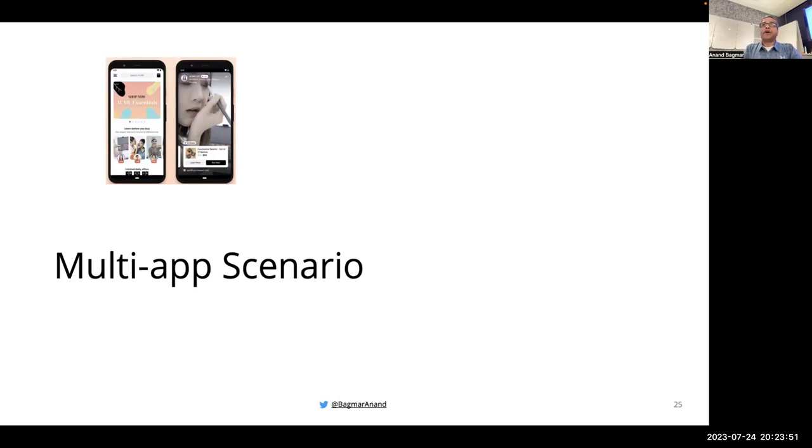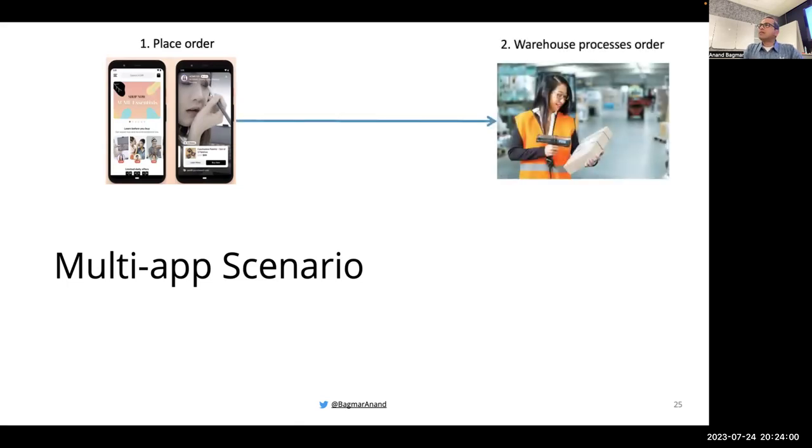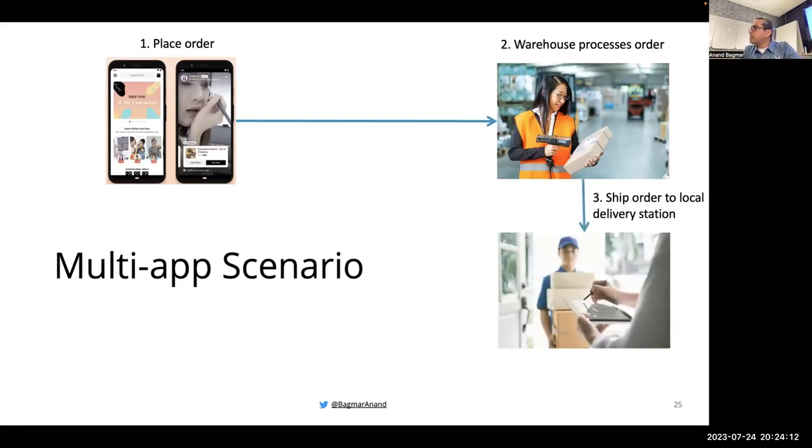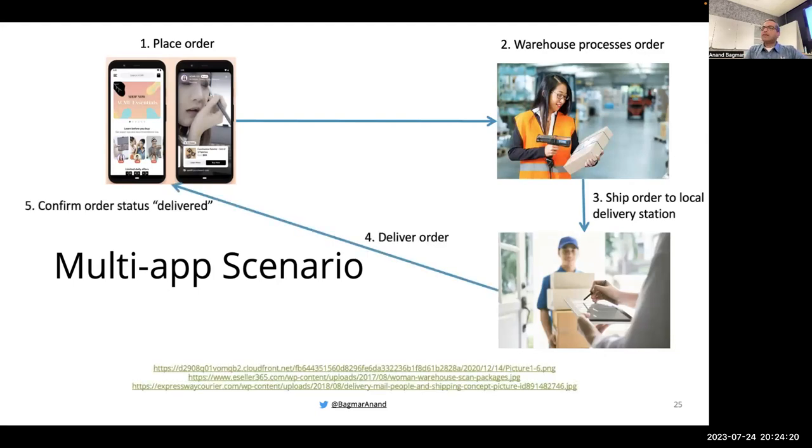This is a very simplistic view of e-commerce, by the way. Amazon will kill me if I show such a simple example in that sense. But you place an order. When the order is processed, eventually it reaches the local warehouse. At the local warehouse, they'll use different tools and applications to process the order, get the items that you have ordered, and send it to the local delivery station. From there, the delivery person will use a different application to take those items and bring it to you. And when you confirm the order is received, in their app, they will say order delivered. In your app, immediately you see the order status is delivered. There are many different applications that go through this flow.